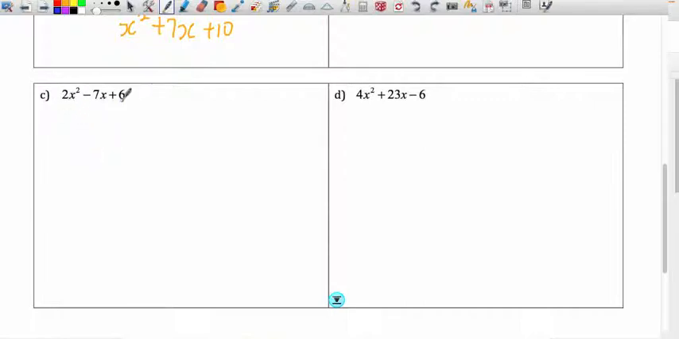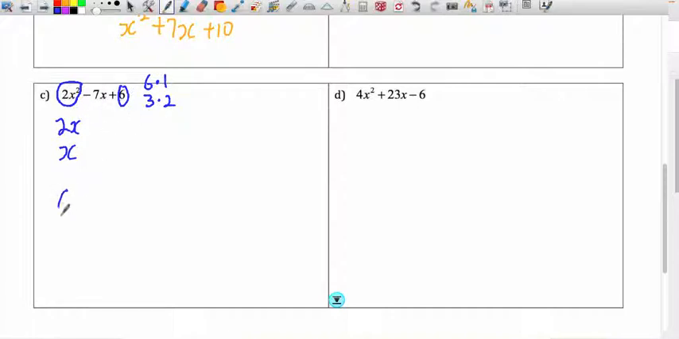Okay, procedure's the same, slightly more complicated though, because in order to get the 2x squared term, I now have 2x multiplied by x. In order to get the 6, it's going to be 6 multiplied by 1 or 3 multiplied by 2. And the complicating factor here, of course, is we have to figure out of these two pairs, we're going to get a different result if we do 2x times 3 or 2x times 2 or 2x times 6 or 2x times 1.